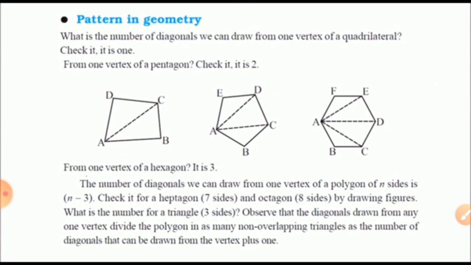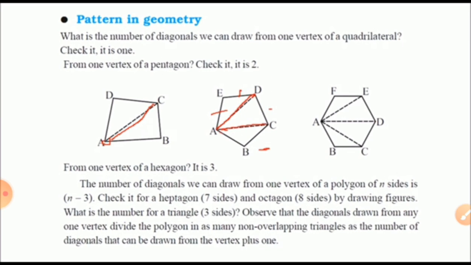Examples are there. Patterns in geometry are also algebraic expressions. Which pattern do we have here? Yes, the first one A B C D, the second one A B C D E, then A B C D E F. From one vertex of the hexagon, the number of diagonals is 3.